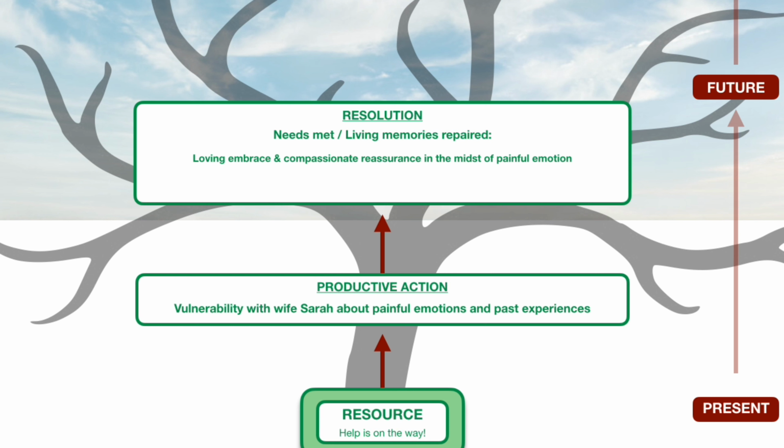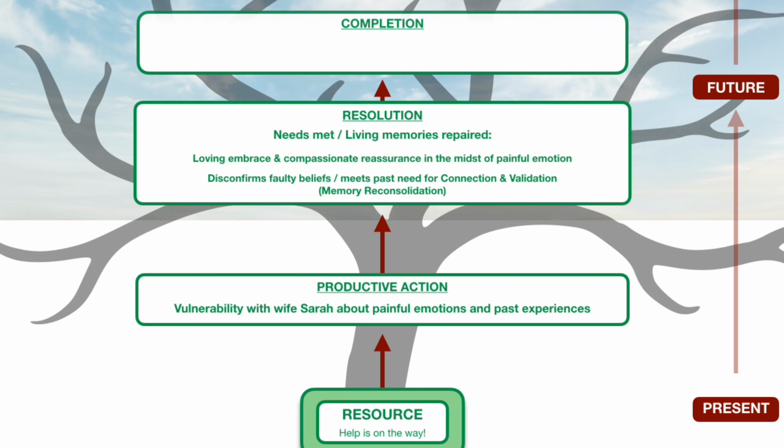Her compassionate response disconfirms Julian's faulty beliefs about how unworthy he is, and it begins to meet his past need for connection and validation. Over the next few weeks, Julian continues to allow his emotion process to complete, and so he encounters Sarah's loving kindness again. Julian now experiences a sense of triumph and empowerment as his emotion gradually changes from shame to confidence.